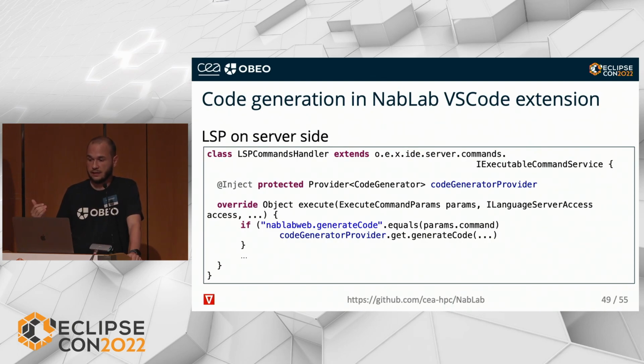On the server side, we use the same Xtext executable command service as for the generation of the image. When a command is executed on the client side, the server is waiting and will try to execute the command. If the command has nablabweb.generateCode as ID, then we generate the code. Again, we just had to reuse the same method as the one already existing for the RCP product.